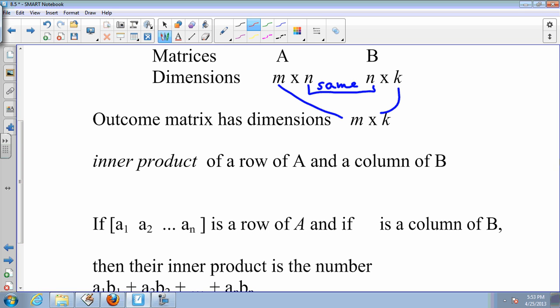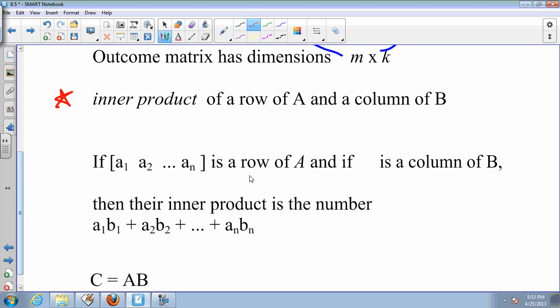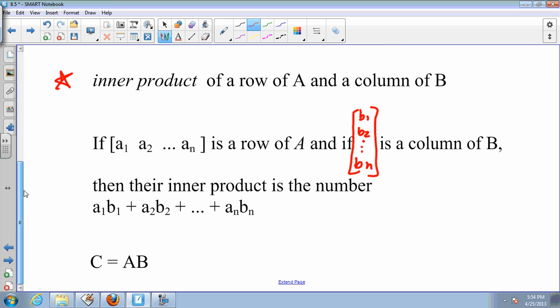The way we multiply them is called the inner product. It's where you take a row of A times a column of B. So if you have a row of A and a column of B, their inner product is the corresponding entries multiplied and added together. It's really better to see an example. It will produce a new matrix.